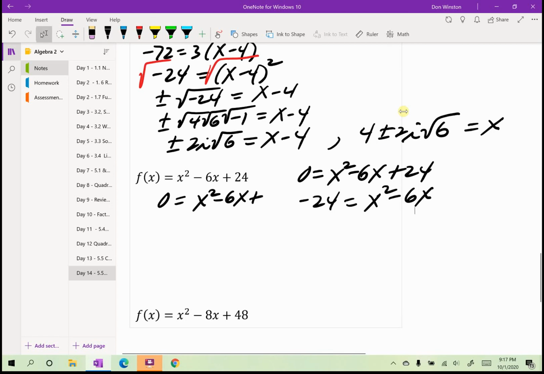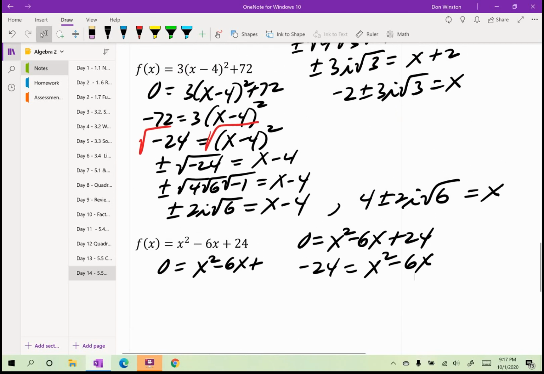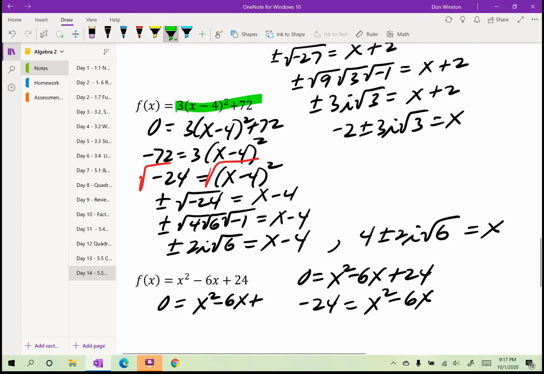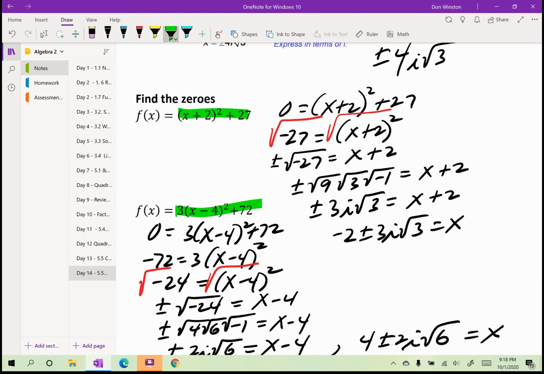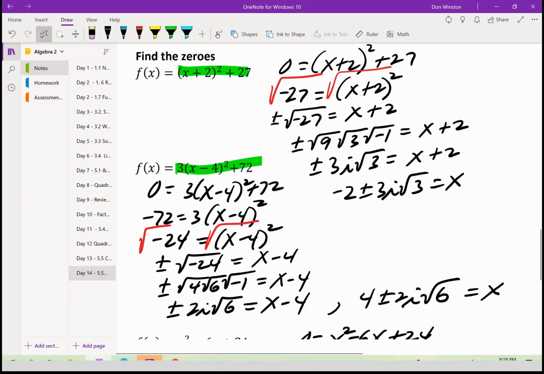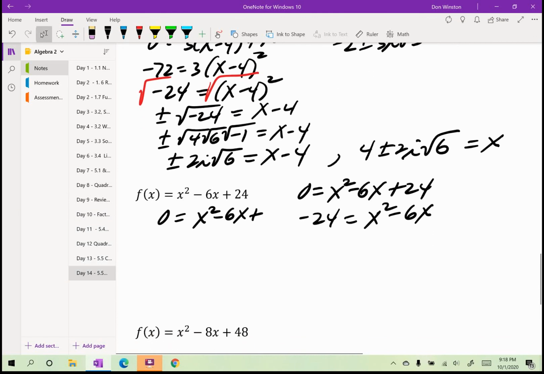I mean, with the other ones, they were in vertex form. See that? Vertex form. The vertex is 4, 72. The vertex form, the vertex is negative 2, 27. But this is not in vertex form. So what do we do? We complete the square, right? So again, remember, you complete the square on the quadratic and linear term, x squared minus 6x.